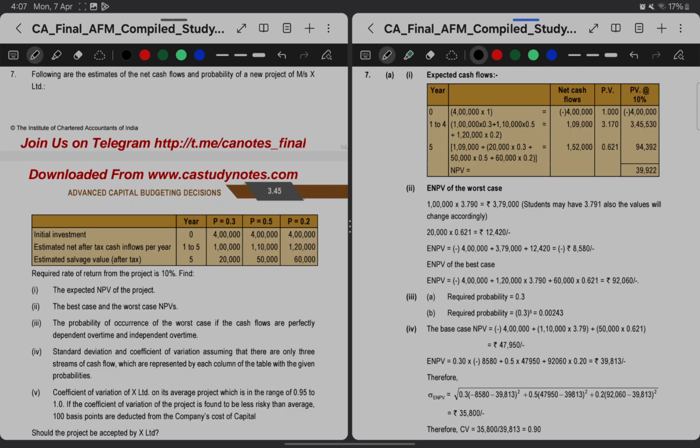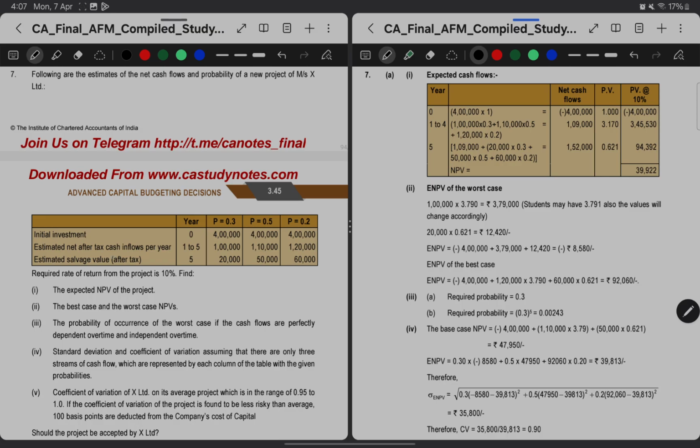Following are the estimates of the net cash flows and probability of a new project of X Limited. They have given the initial investment and its probability, but as you can see it is the same for all. That means before investing we will obviously know how much it will be. So even if you multiply with the probabilities you will end up with the same amount.